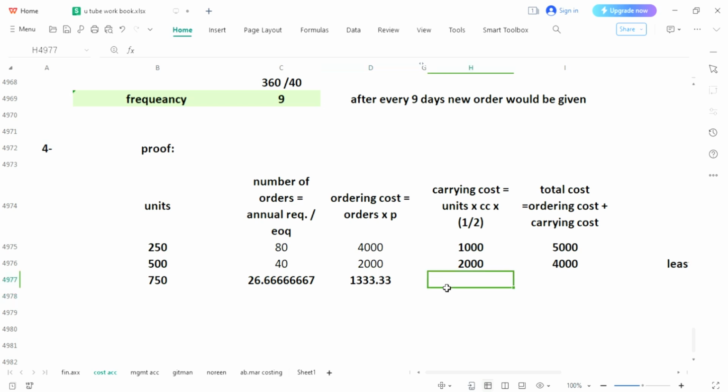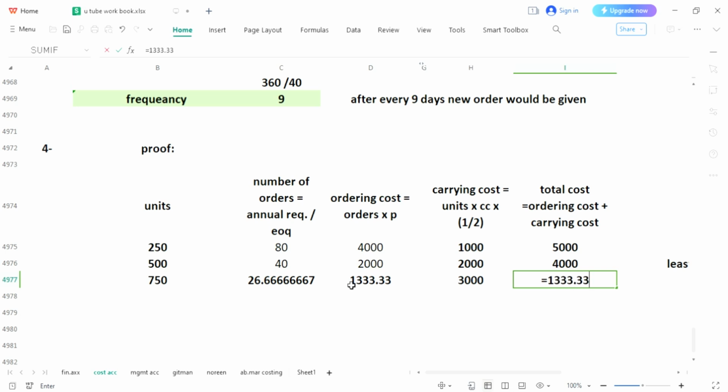Next step is to calculate carrying cost, and we will follow this formula. Number of units in the third case is 750. You will multiply it with carrying cost 8 and then multiply by 0.5, which is 1 over 2, a fixed amount. So we have 3000. Now let's calculate our total cost. We had ordering cost 1333.33. Then you need to add carrying cost 3000. This way you have calculated cost upon 750 units.